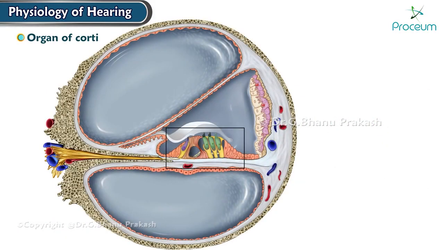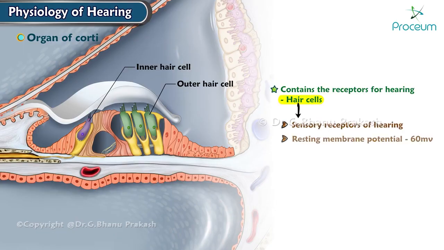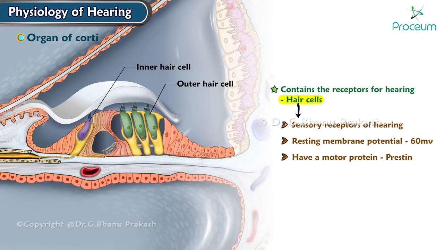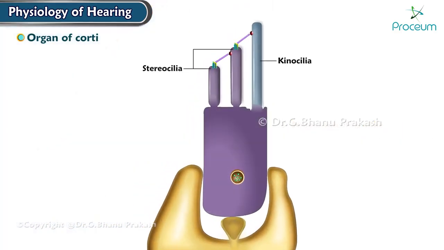The organ of Corti. The organ of Corti contains the receptors for hearing, the hair cells. Hair cells are the sensory receptors of hearing. The resting membrane potential of the hair cells is about negative 60 millivolt. Hair cells have a motor protein, namely prestin, as well as stereocilia and kinocilia. They're named for their hair-like protrusions, which are called stereocilia.